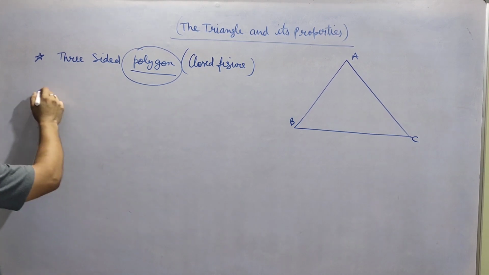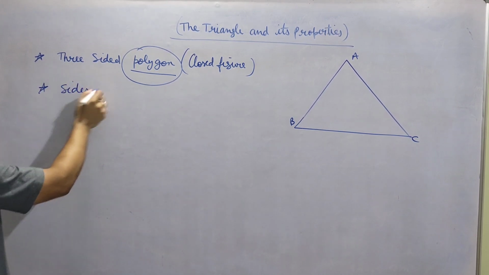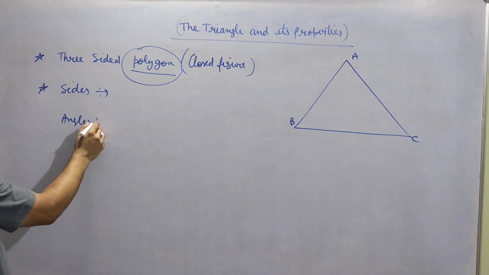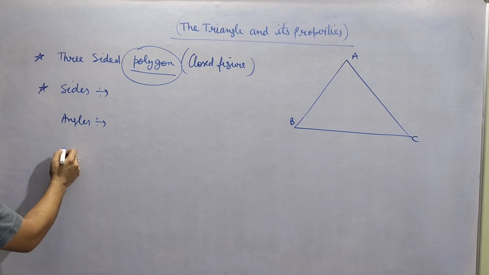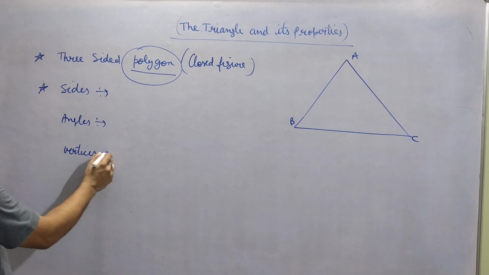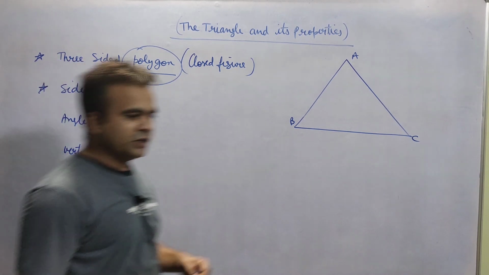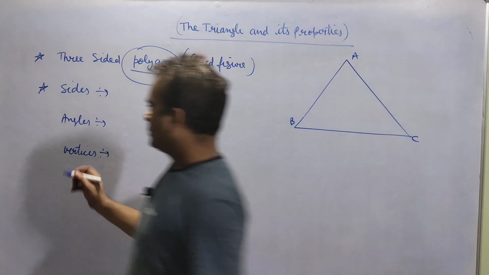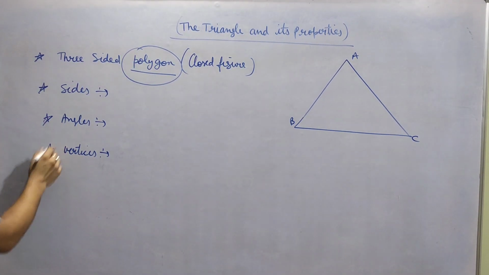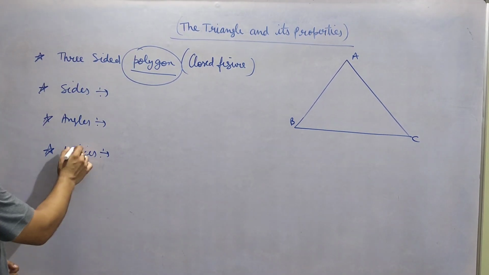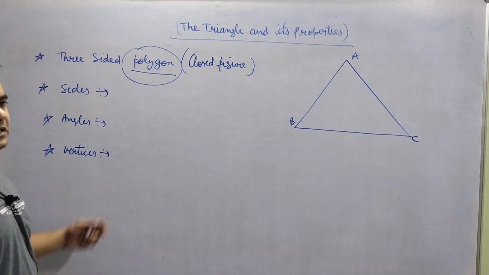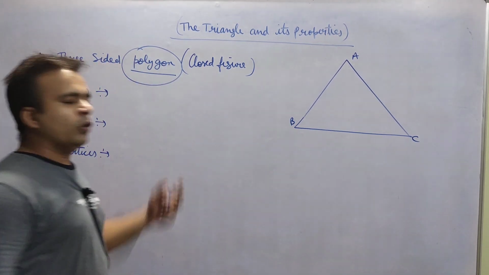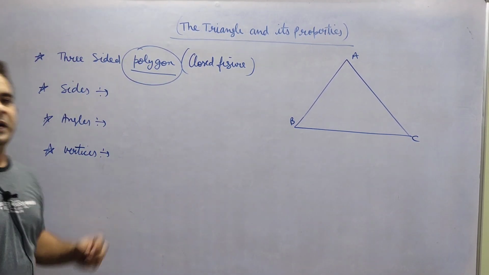Now first of all I will talk about the sides. How many sides are here, how many angles are here, how many vertices are here. So generally we talk about the sides, angles and vertices. If you see, in higher classes also, only these 3 terms which we see in the triangle are sides, angles and vertices. And we will discuss one by one about the sides, angles and vertices, and we will try to build a relationship between them, and then on the basis of those relationships we find the results.